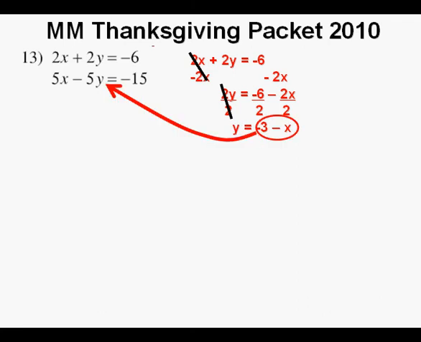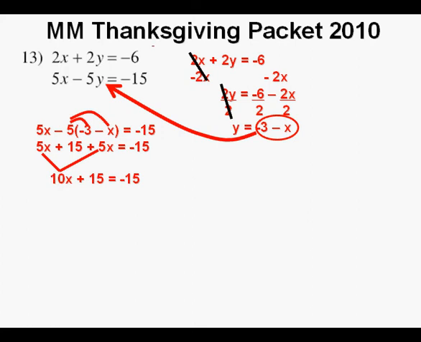Then we're going to put this expression for y, negative 3 minus x, in place of y in the second equation. And so we rewrite the second equation as follows. 5x minus 5 times quantity negative 3 minus x equals negative 15. And we bring down 5x plus 15 plus 5x equals negative 15. We can combine the 5x and 5x on the left side. So now we have 10x plus 15 equals negative 15. We subtract 15 from both sides of the equation. 15 minus 15 cancel on the left side. We bring down what's left, 10x equals negative 30.